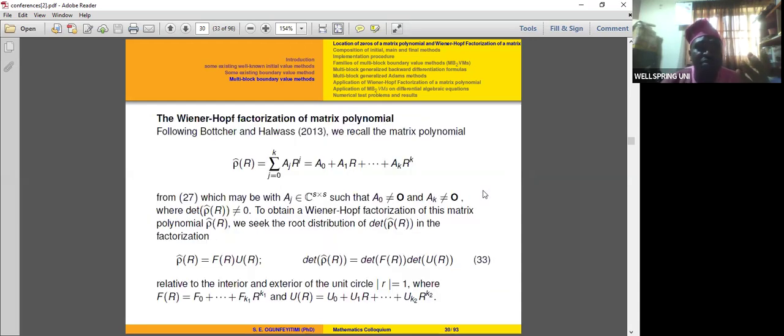Now, we want to talk about the Wiener-Hopf factorization of a matrix polynomial, because here it shows us how the root distribution is being formed. Is it true that when we have a matrix, we can find the determinant of a matrix and get some roots inside the unit circle and get some roots outside the unit circle? The answer will be gotten from this Wiener-Hopf factorization.